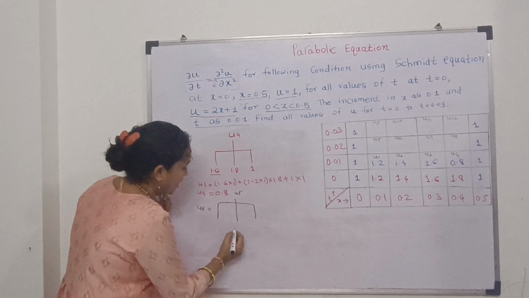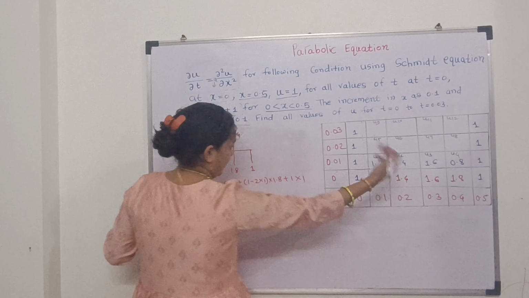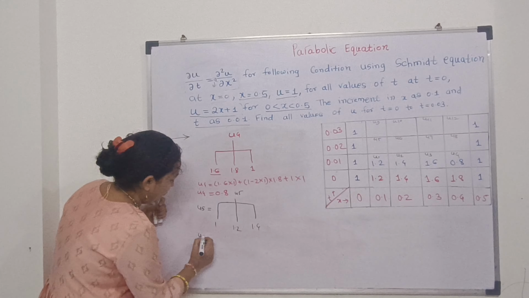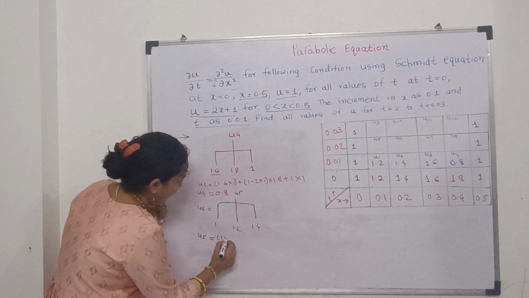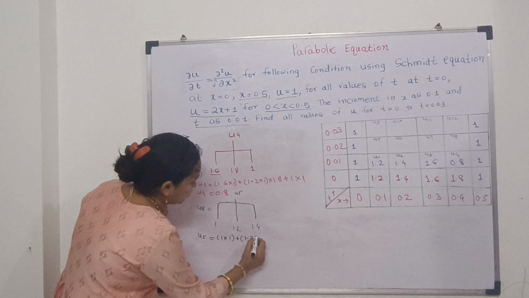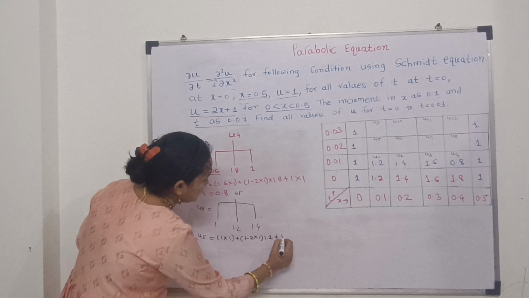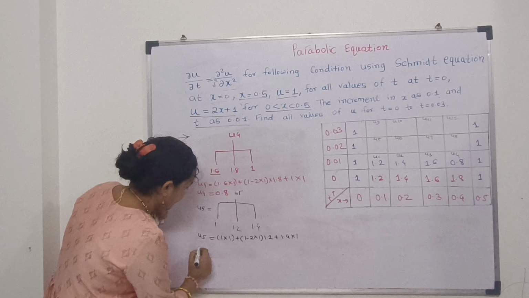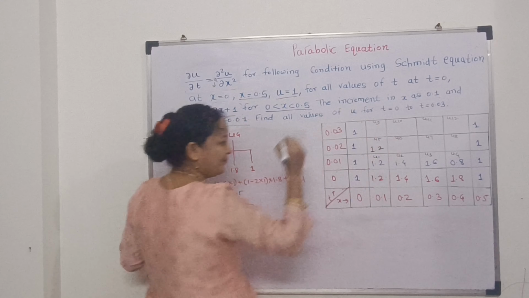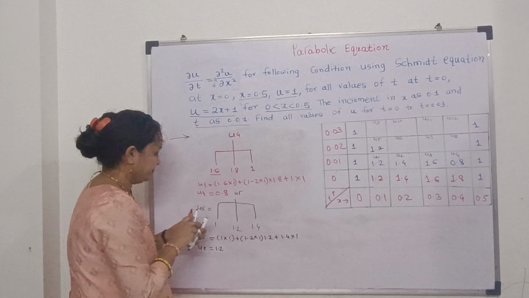So the middle value becomes 1.2, here is the 1 and the right hand side value becomes 1.4. Right? So U5 is equal to 1 multiplied by 1 plus 1 minus 2 multiplied by 1 multiplied by 1.2 plus 1.4 multiplied by 1. So the U5 value becomes again 1.2. Right? Now let us calculate U6.